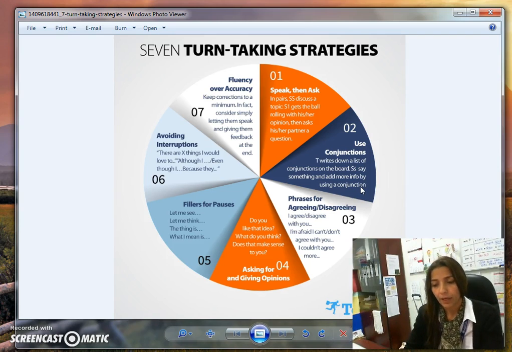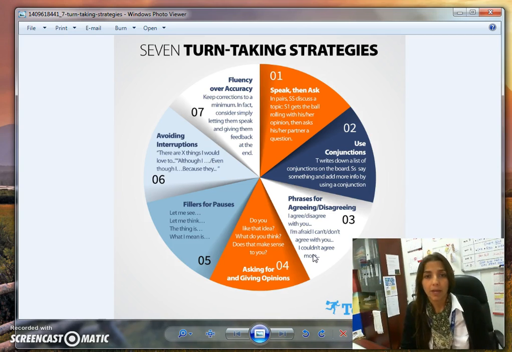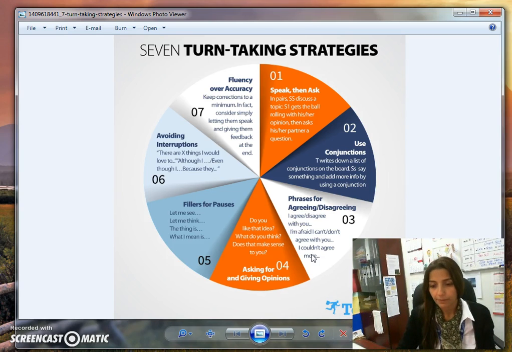Then the third one over here is phrases of agreeing and disagreeing, which means giving your opinion whether you agree or disagree. So you start your turn by clarifying whether you agree or you do not agree with that, and so you use the appropriate phrases before you give your comments.